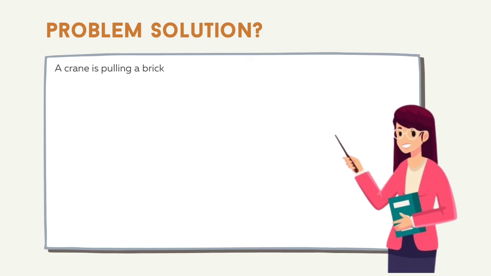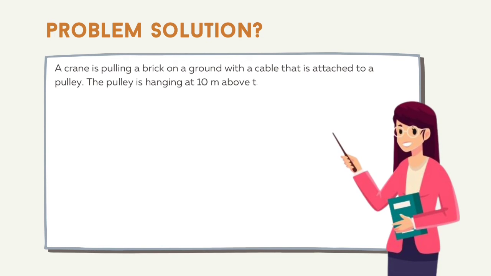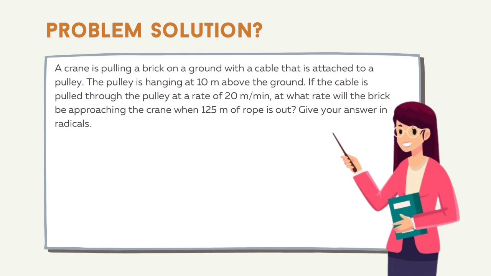Problem solution. The question is: a crane is pulling a braid on the ground with a cable that is attached to a pulley. The pulley is hanging at 10 meters above the ground. If the cable is pulled through the pulley at a rate of 20 meters per minute, at what rate will the braid be approaching the crane when 125 meters of rope is out? Give your answer in radicals.